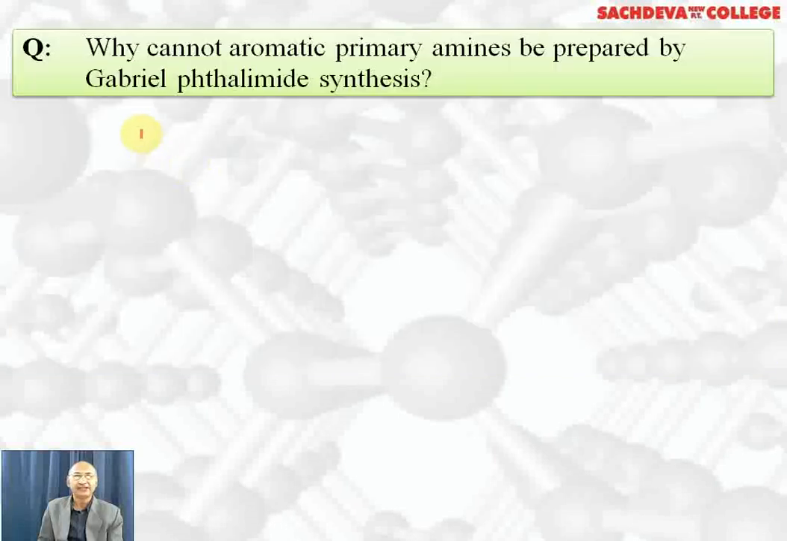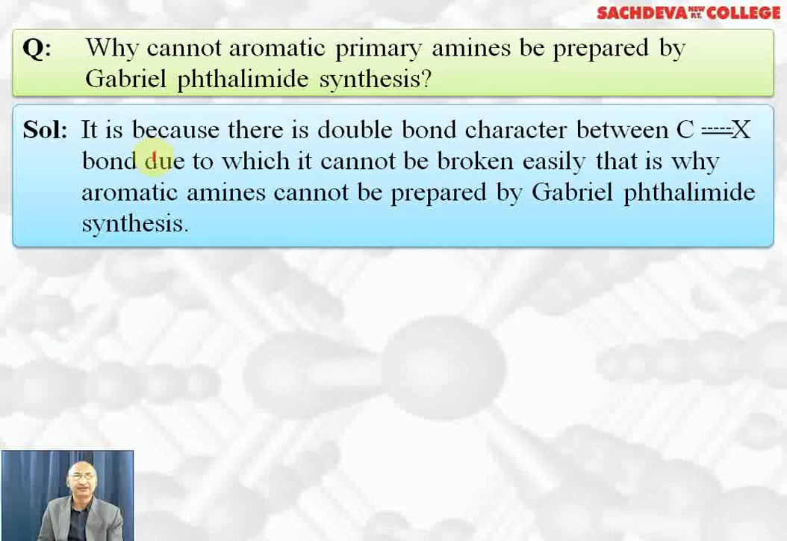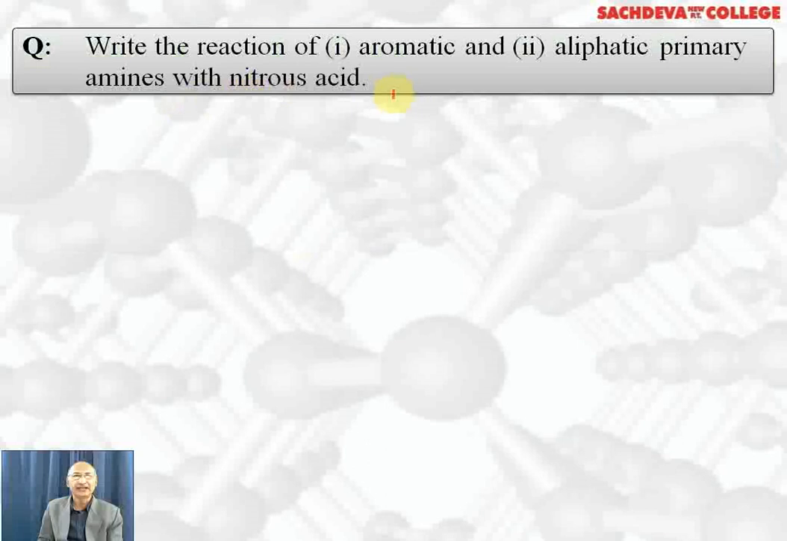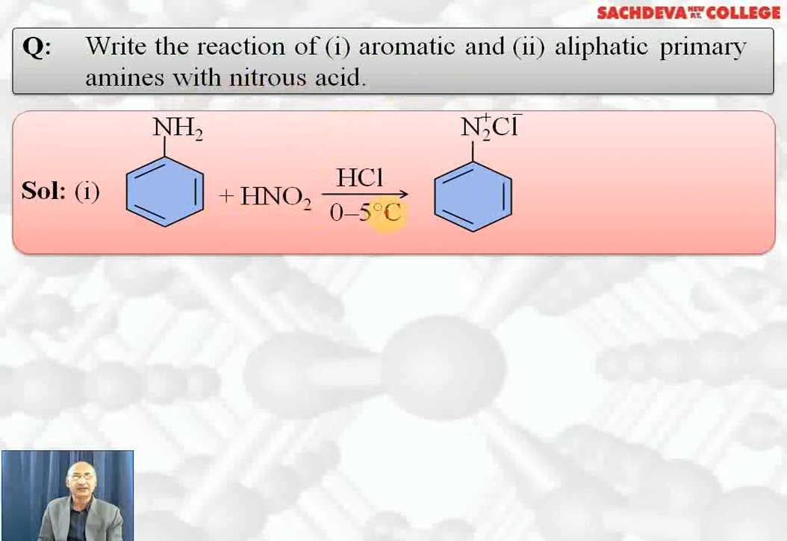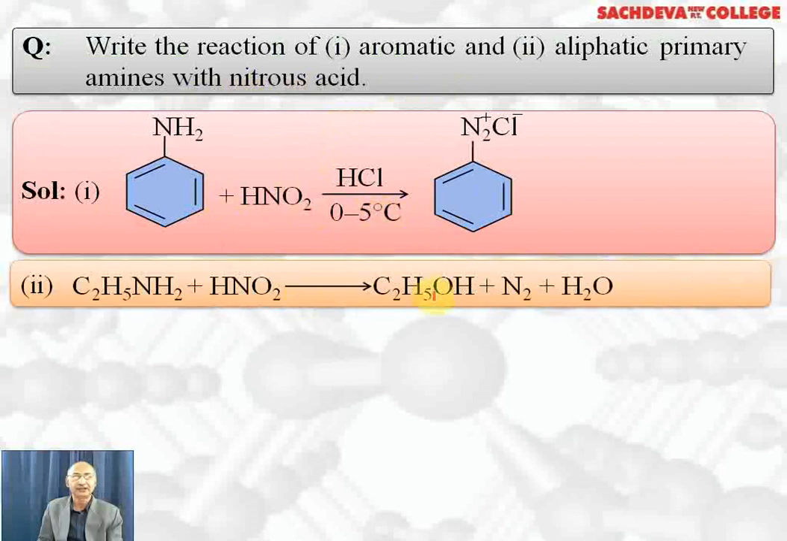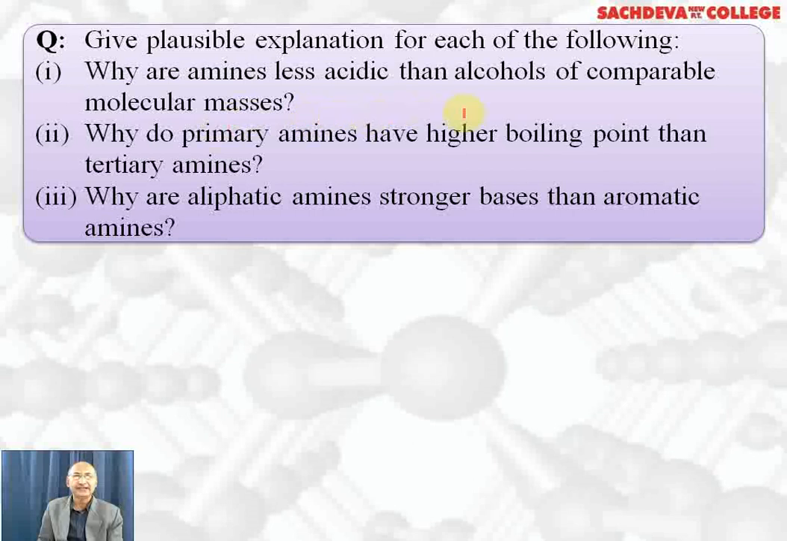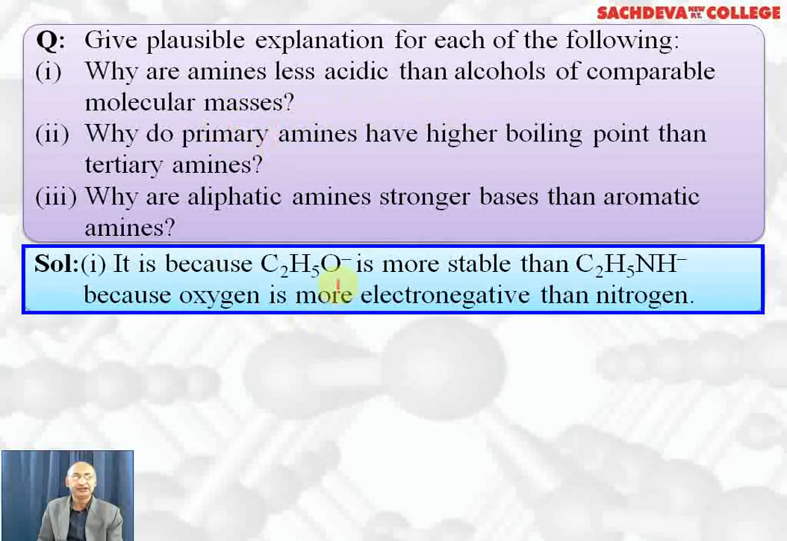Why cannot aromatic amines be prepared by Gabriel phthalimide synthesis? Reason is there is double bond character between carbon-halogen bond which cannot be broken easily. That is why aromatic amines cannot be prepared. Write the reaction of aromatic and aliphatic amines with nitrous acid. Aromatic amine will give diazonium salt, aliphatic amines will give alcohol. Why are amines less acidic than alcohols of comparable molecular mass? It is because ethoxide ion, which is formed from alcohol, is more stable than C2H5NH negative. Reason being oxygen is more electronegative than nitrogen.